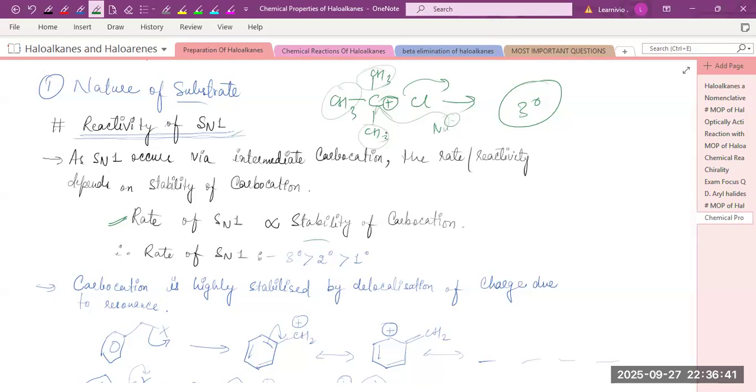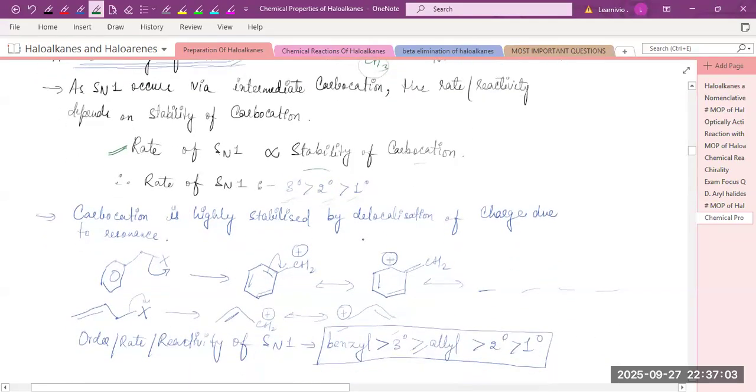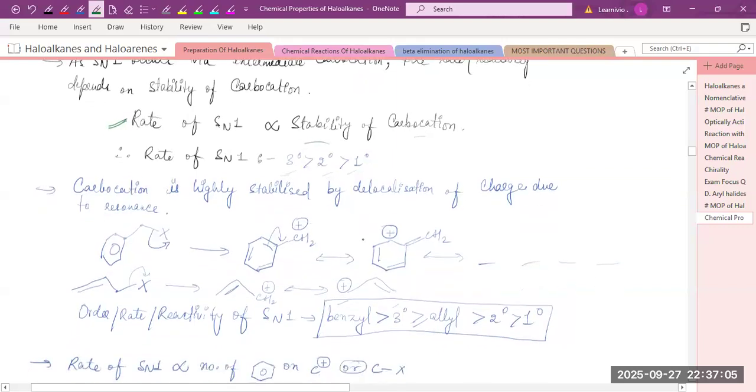So the rate of the SN1 reaction is directly proportional to the stability of the carbocation. A 3-degree carbocation is more stable than 2-degree, then 1-degree. That's why the rate of the SN1 reaction is 3-degree, then 2-degree, then 1-degree. Clear, Ali? Yes, ma'am. Any doubt? No, ma'am.